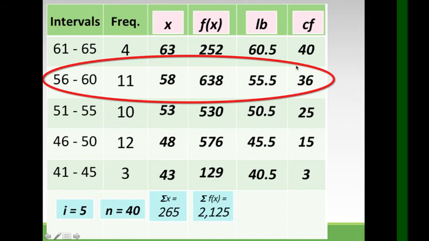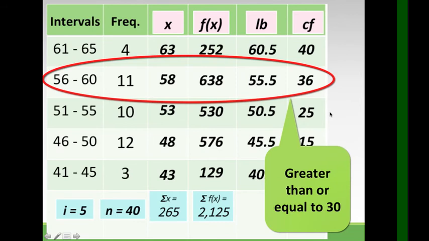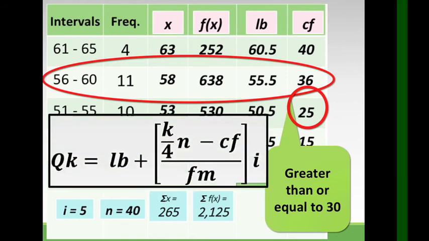So we will encircle all the numbers in the row of 36. What is less than 36? That is what we call the less than cumulative frequency, which is 25. So this is greater than or equal to 30, that's 36. And less than 36 is 25. So this is our formula.